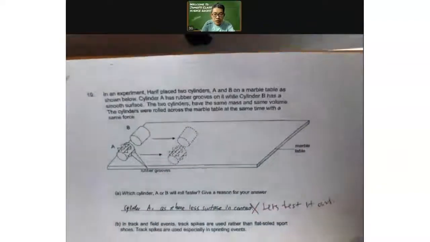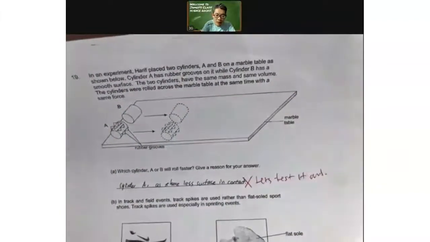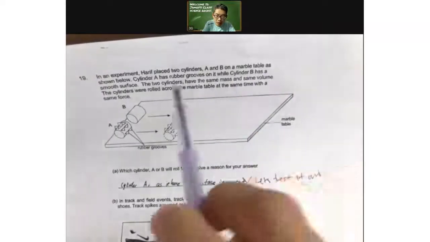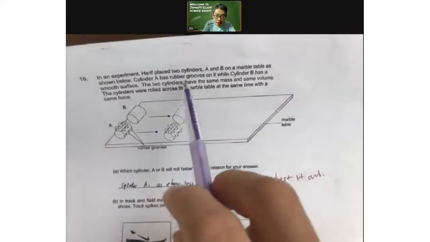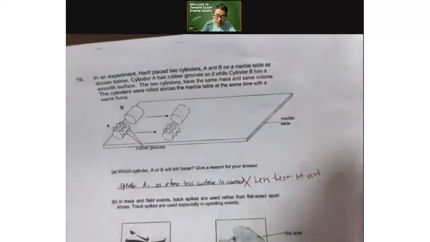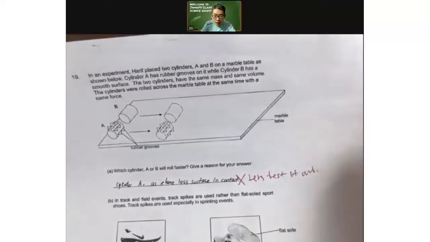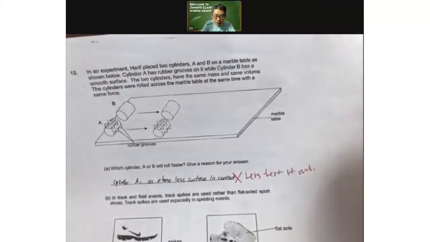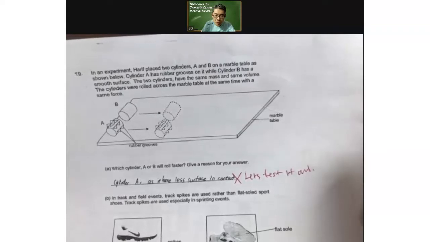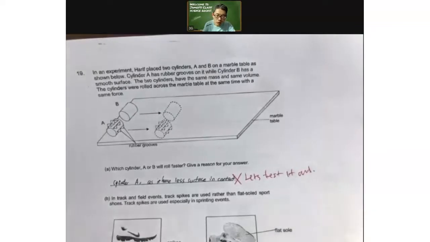Now, last one. This is slightly trickier, last question. In an experiment, Harif placed 2 cylinders, A and B, on a marble table as shown. Cylinder A has rubber grooves on it, B has a smooth surface. The 2 cylinders have the same mass and same volume. When the cylinders roll across the surface of the marble table at the same time with the same force, which cylinder will roll faster? And give a reason.